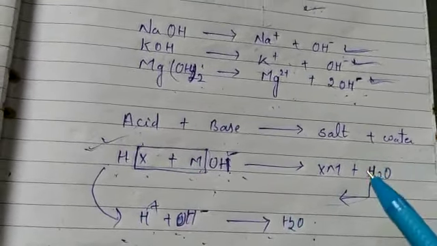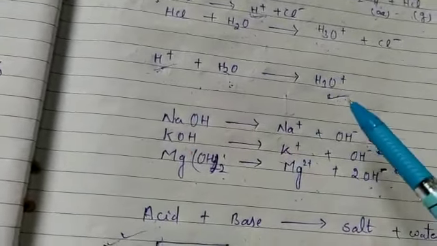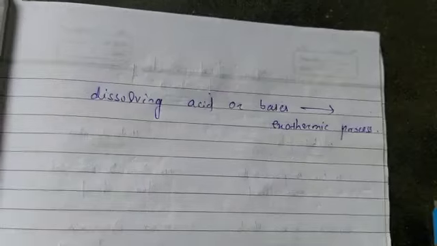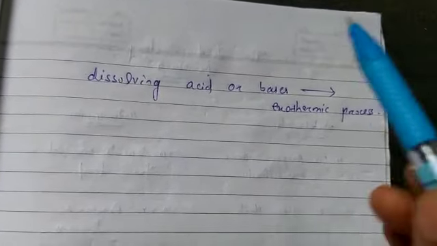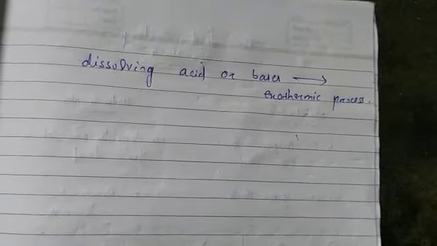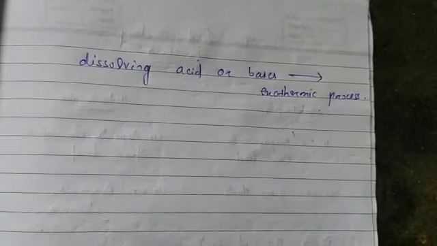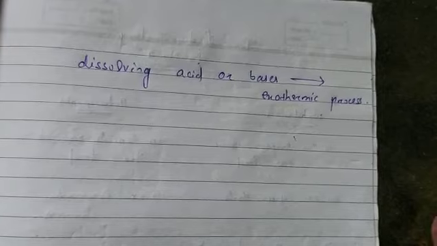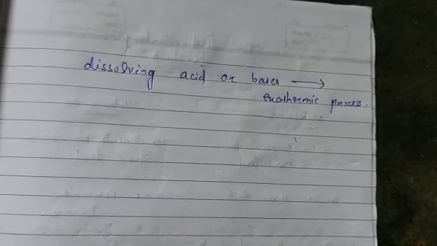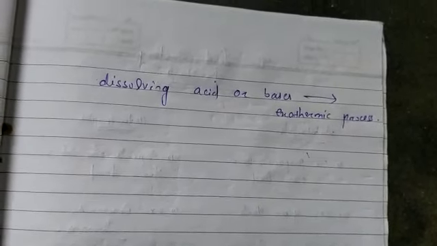You can easily say now that acids give H plus or hydronium ion and bases give OH minus, that is hydroxide ion. The process of dissolving an acid or base in water is a highly exothermic process, because the heat generated may cause the mixture to splash out and cause severe burns.